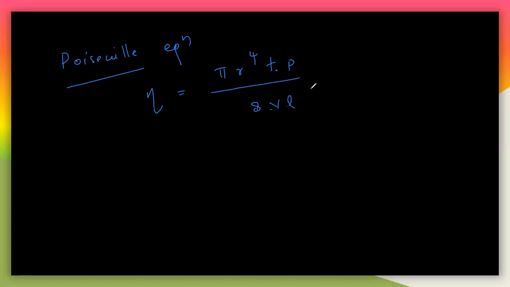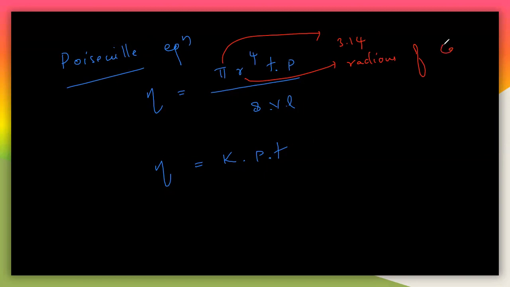So this is the Poiseuille equation, and this can be written as eta equal to k, pressure into time here. So let us see what this particular equation is. From this equation I need only one important thing. This pi is the value 3.14, and this r is nothing but the radius of the capillary tube.